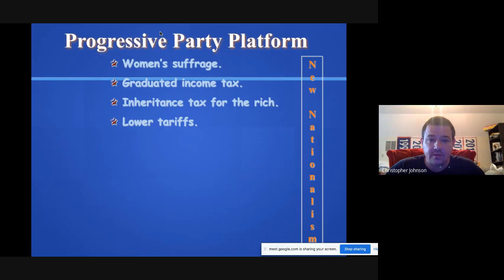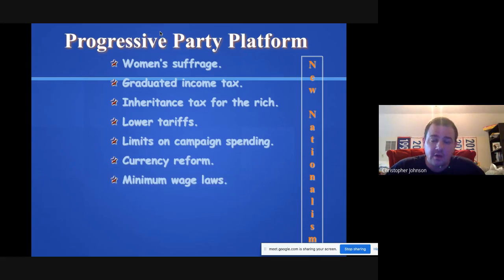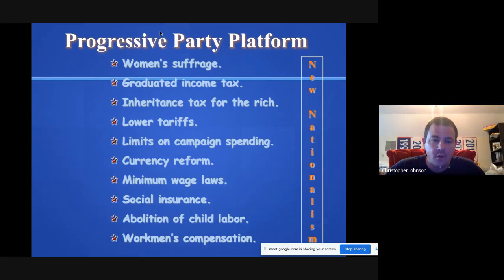He also believed in lower tariffs. He thought that tariffs were too high. Businesses would not be able to expand because then other countries aren't going to buy your products as well. He also believed in minimum wage laws. It's not going to be him, but rather his distant cousin, Franklin Delano Roosevelt, in the New Deal that's going to pass minimum wage laws. And he's also going to believe in getting rid of child labor, and workers' compensation. So some ideas are exactly the same.